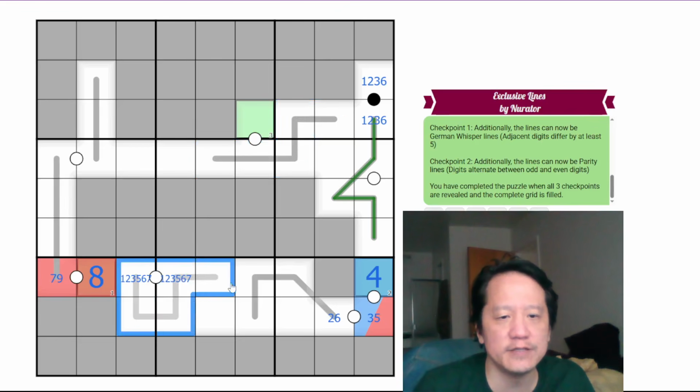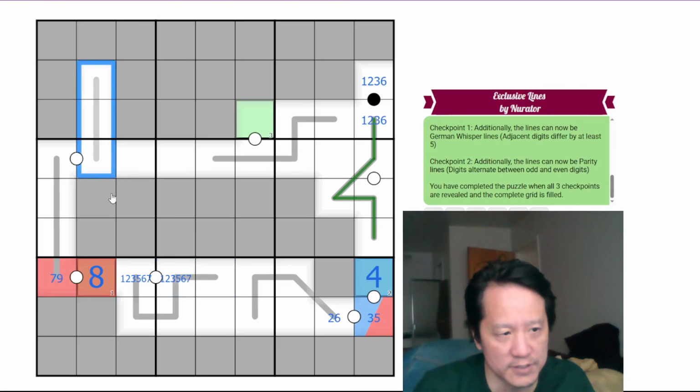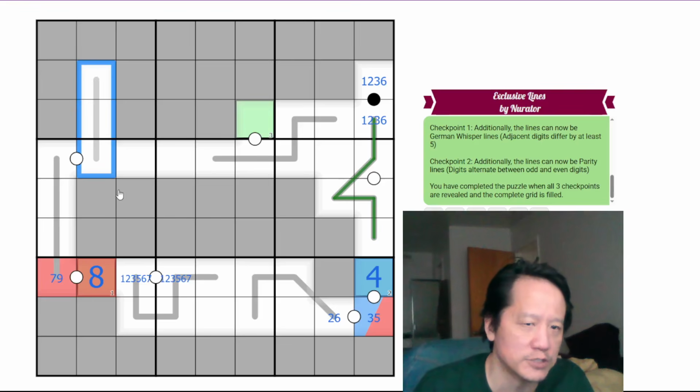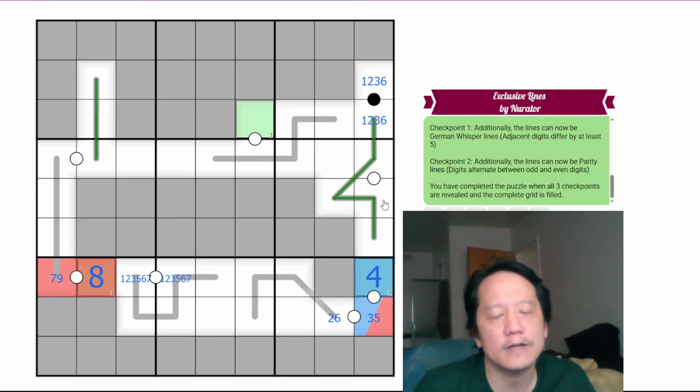There would be too many. These would be combinations of 8 and 9 digits uniquely on those lines, and 3 more added to it would basically make sure we have a repeat, which is not allowed. So therefore, this must be a whisper 5 line here. Now we have region sum lines and parity lines.